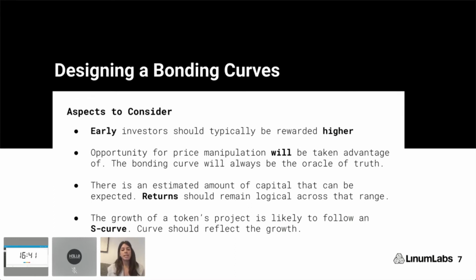There is also an estimated amount of capital that can be expected from any project. So if you're a larger project, you can expect that you might raise a couple million in your ICO, so your returns that you design should remain logical across that range. You probably don't need to account for how your token will respond if $1 billion have been put into it if you're a small token. However, maybe $1 million, so you should consider it alongside that range. And the growth of a project is likely to follow an S-curve, which I will talk about a little bit in the future. An S-curve is one of the most popular bonding curves, and I will go into it, but just keep that in mind.